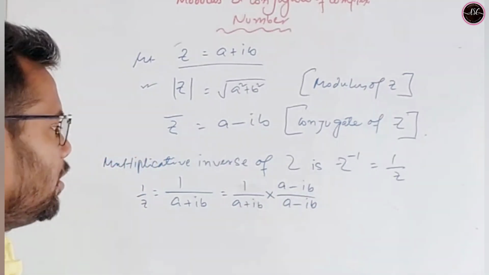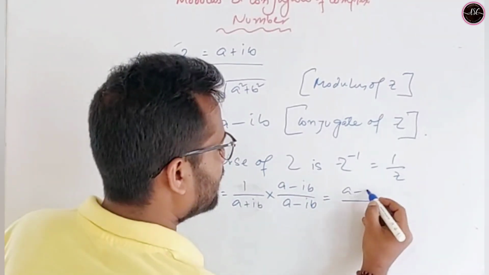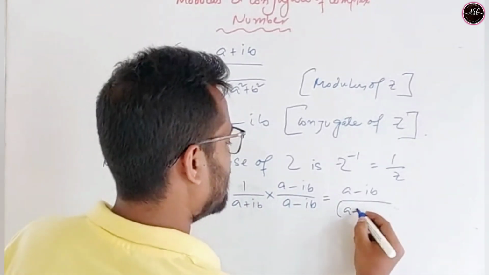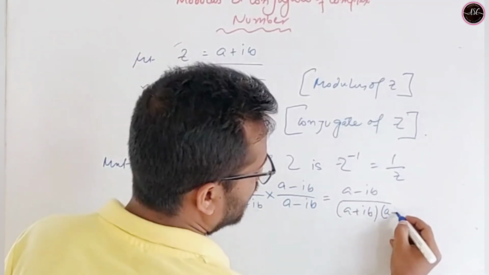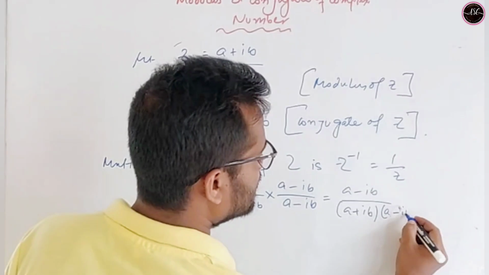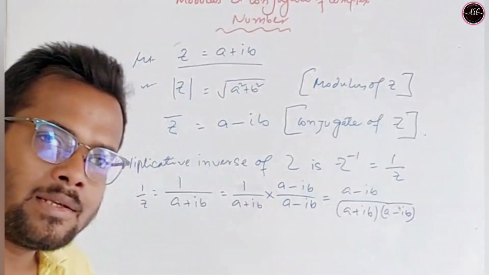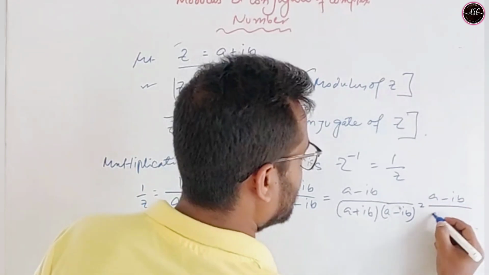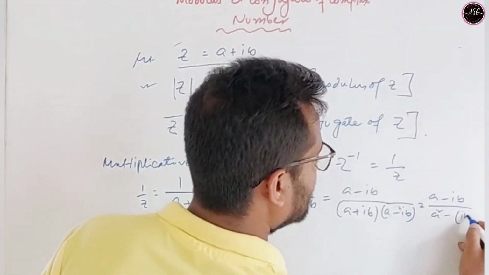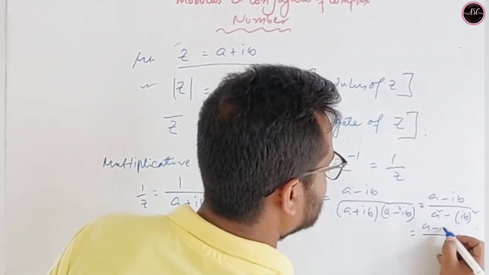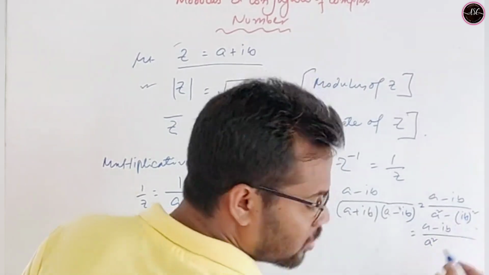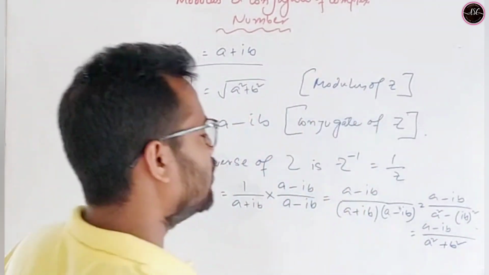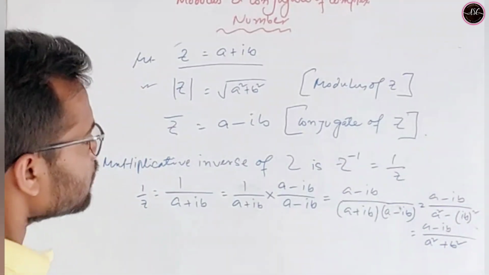Okay, so here will be A minus iB, and here the formula of A plus iB into A minus iB. So this is the formula of A square minus B square. So just put the value: A minus iB, and here A square minus iB whole square. So A minus iB, and here i square equal to minus 1, so minus minus will be positive, plus B square.